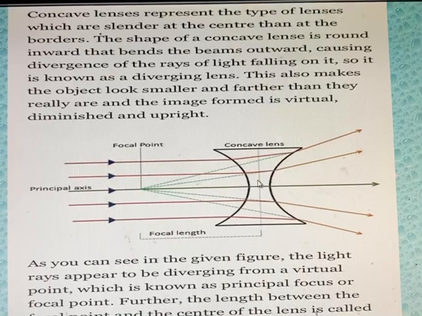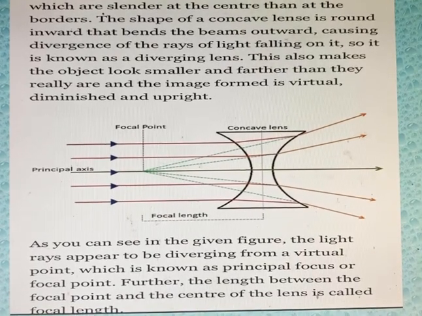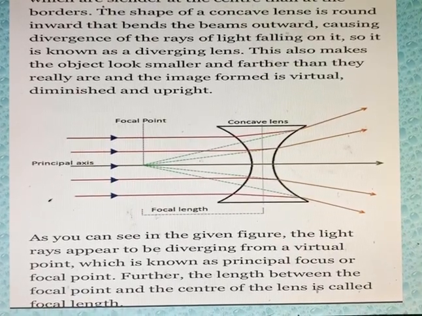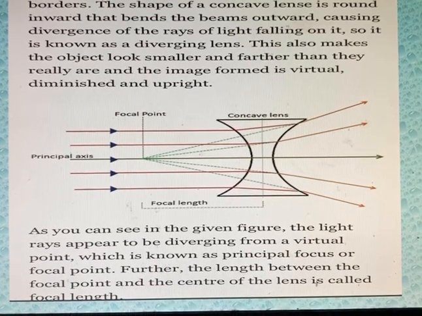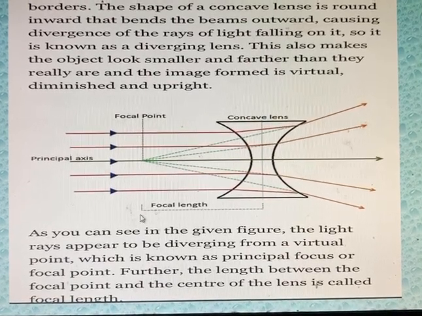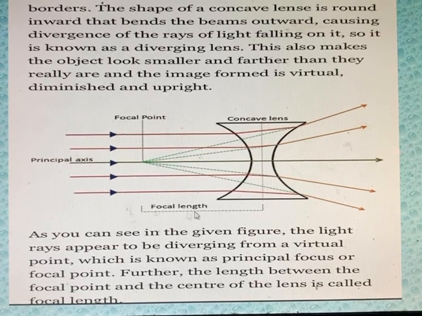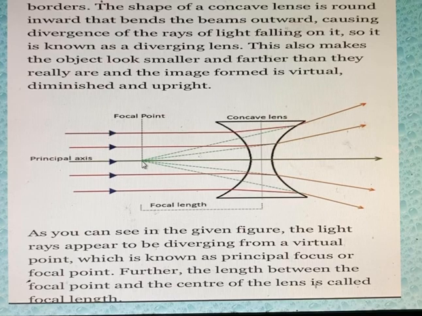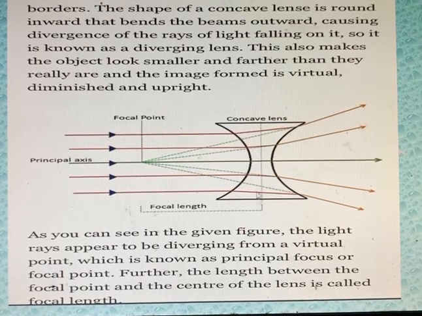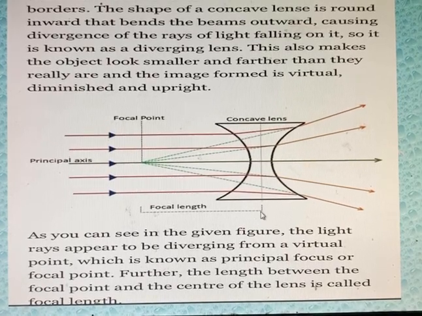So here is an explanation. Here you see the focal length is the distance between the focal point and the center of the concave lens.